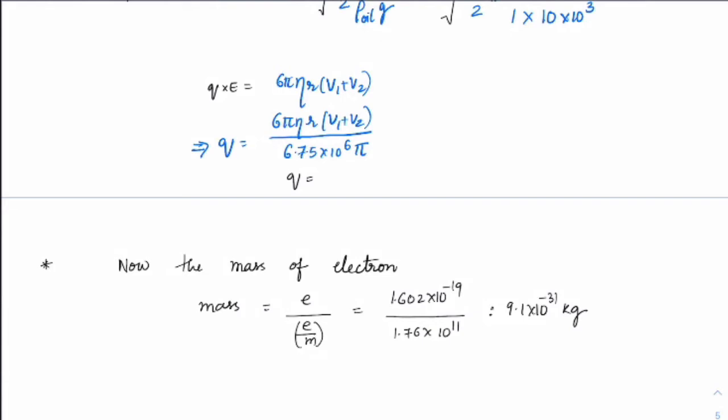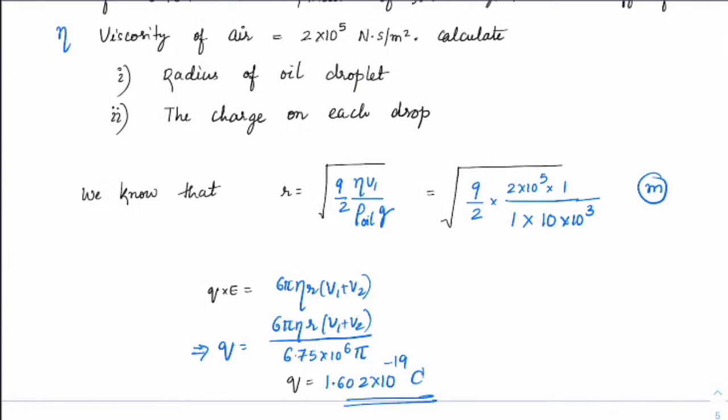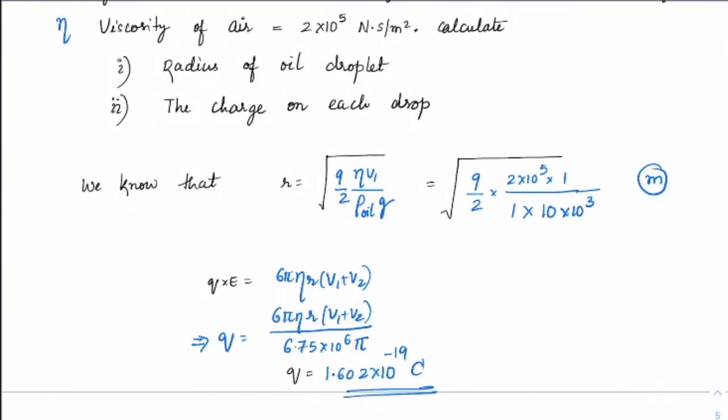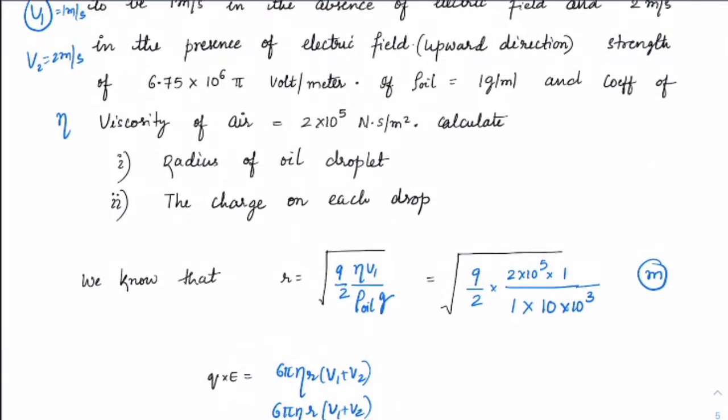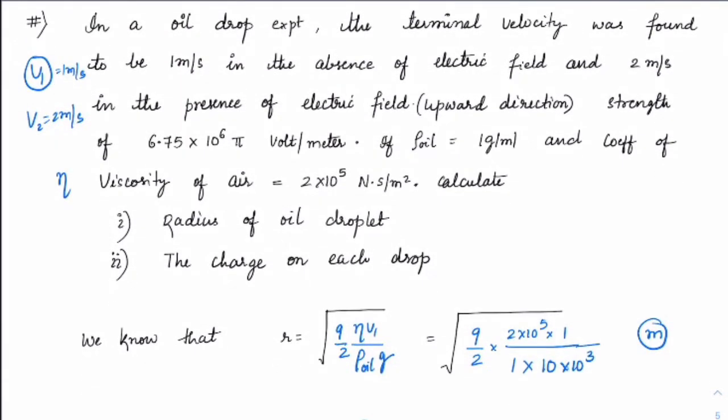A lot of these things will get cancelled off, and we will get the value of Q, and on calculating exactly we will get this as 1.602 into 10 raised to power of minus 19 coulombs. I have straight away taken this from the data of Millikan. This is exactly what he got. I hope all of you understood the logic of Millikan's oil drop experiment.